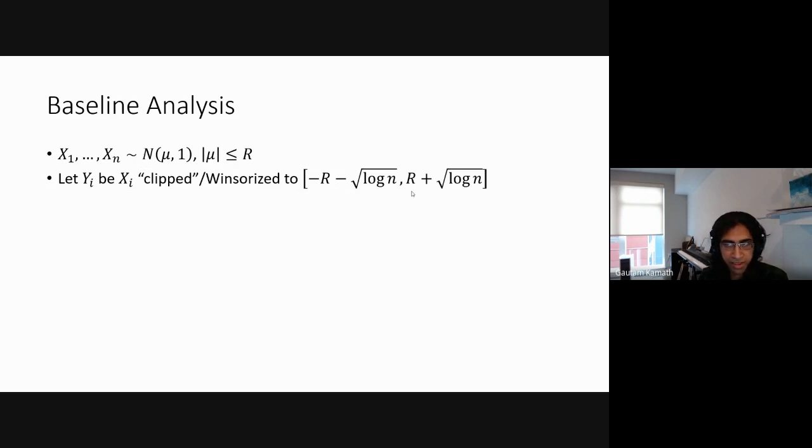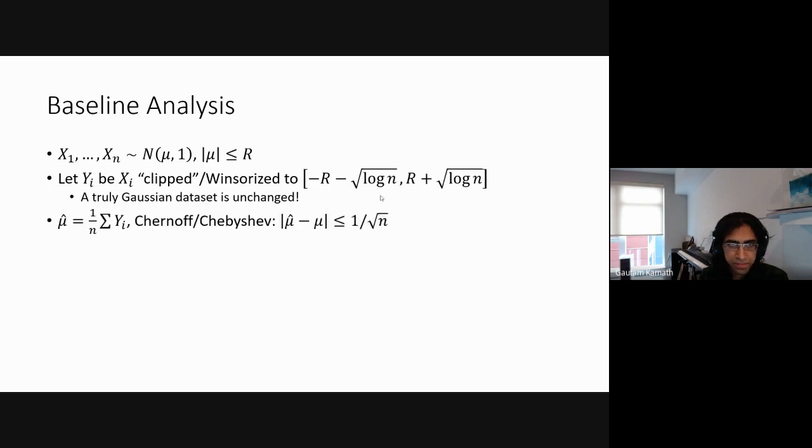And Gaussian tail bounds tell you additionally that a point could deviate from that interval by at most square root log n, roughly, maybe with a constant in front. But essentially, what you do is you just widen your interval in order to make sure that all the points fall into that interval with high probability, and a truly Gaussian data set is unchanged due to Gaussian concentration. But now the benefit is that the width of this interval is bounded, so we can add a finite amount of noise.